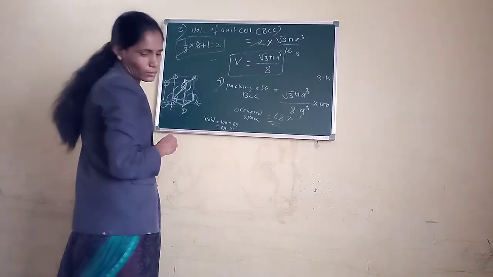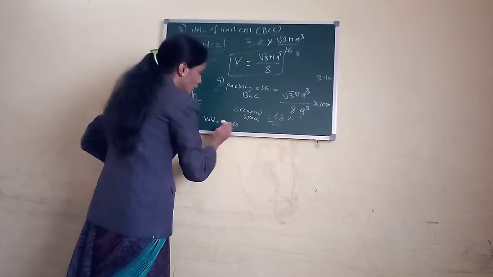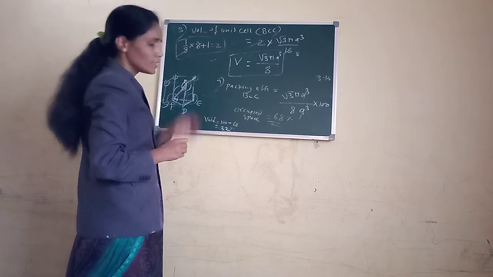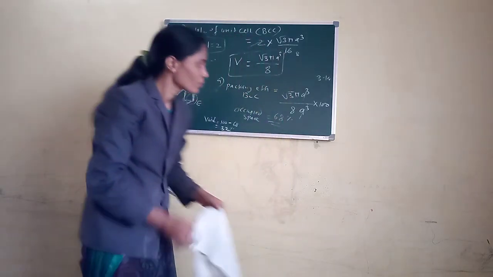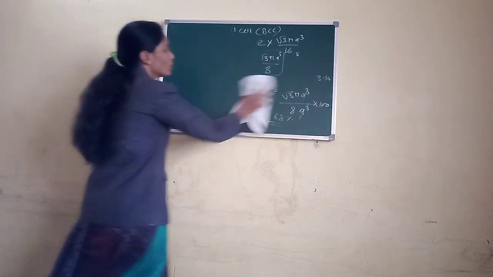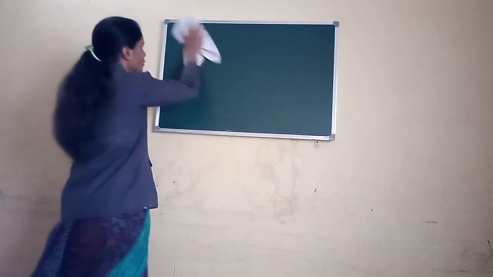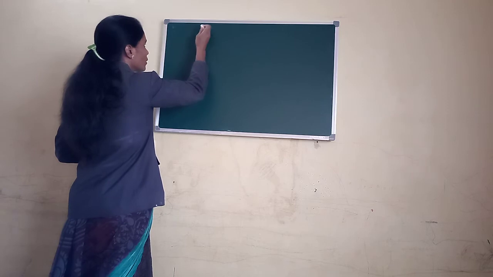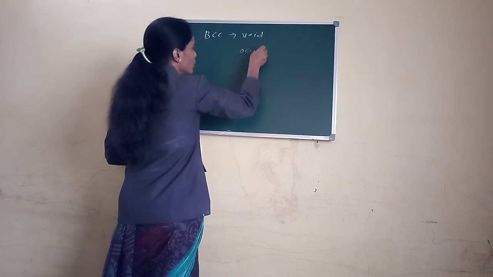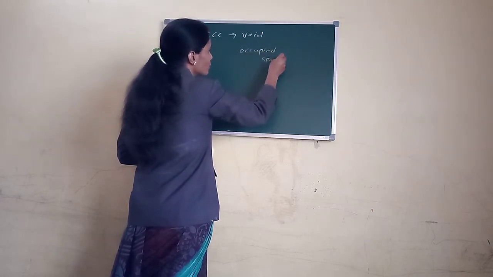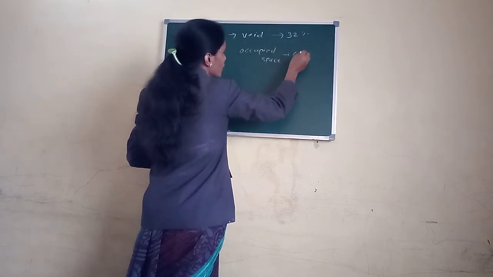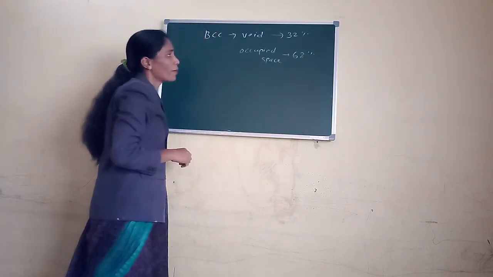28% is the... 32% is the voids present in the BCC. That is, by this we get the empty space, meaning voids and occupied space: 32% voids and 68% occupied space.